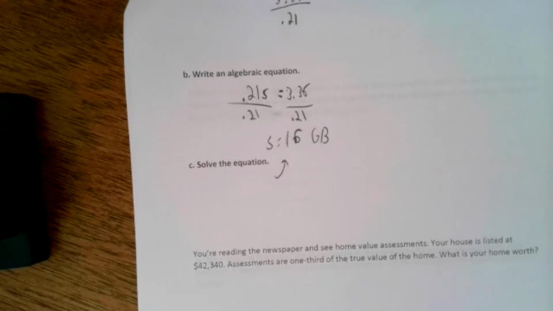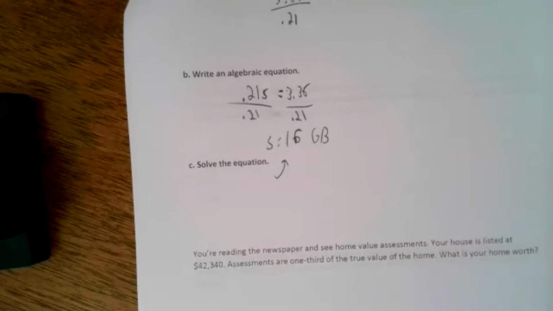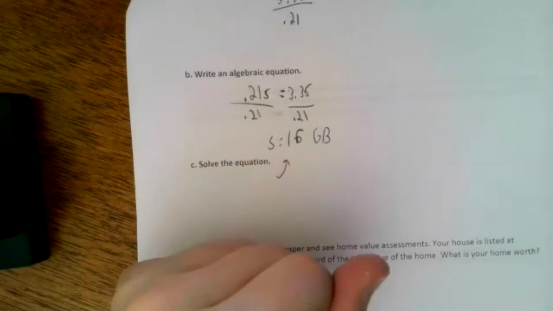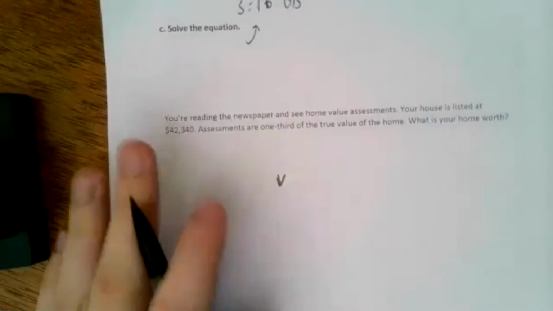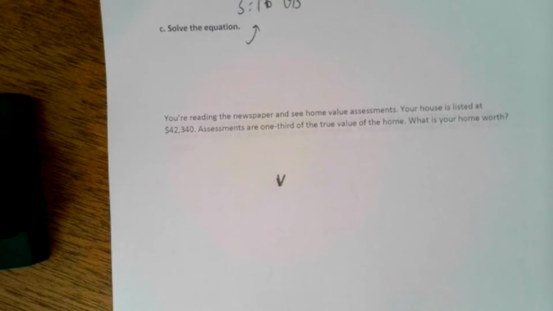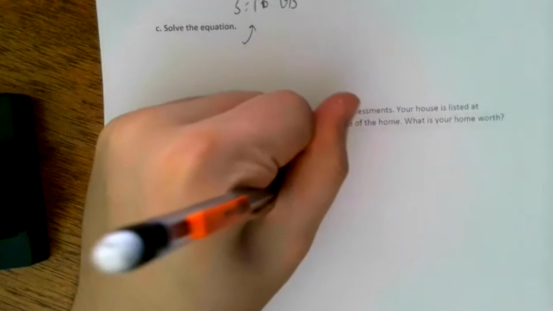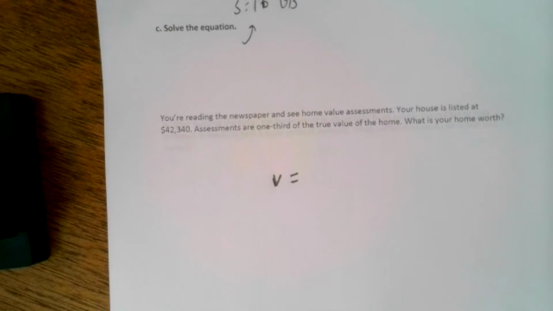What are we trying to solve? The value of the home? Yeah, so we don't know the value of the home, right? So I'm just going to label V for value. We don't know exactly what that is yet, but how can we solve for that? What equation can I make? Or I guess, what are the two numbers that I can use to make an equation?